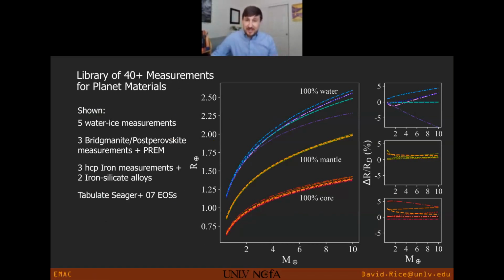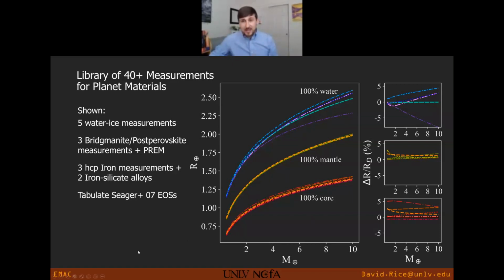So shown here is a plot from our work where we have 100% composition planets on a mass radius diagram. You can see different measurements for the same exact material can create planets with a 2% difference in radius. But then if we talk about putting silicate into the core, so our iron silicate alloy, that can create planets with up to 5% difference in radius.